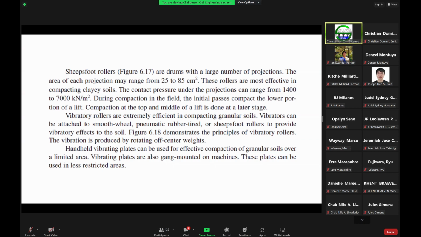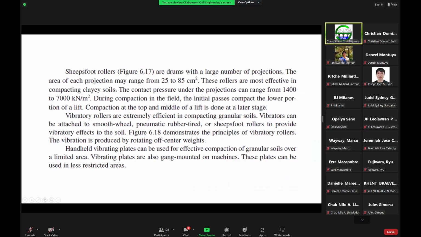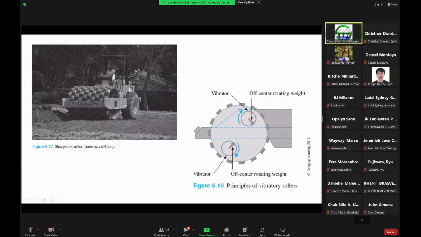Now, in the case of sheep's foot rollers, these are actually drums with a large number of projections. The area of each projection may range from about 25 to 85 square centimeters, such as this one here. This is a sheep's foot roller, and these are the projections, wherein each projection can have an area of, say, 25 to 85 square centimeters.